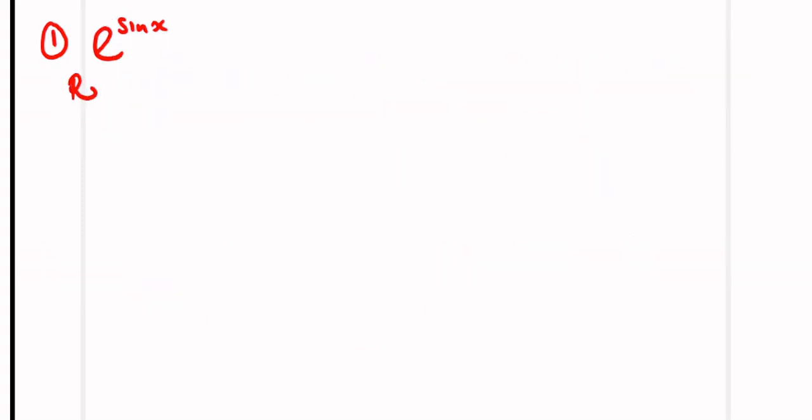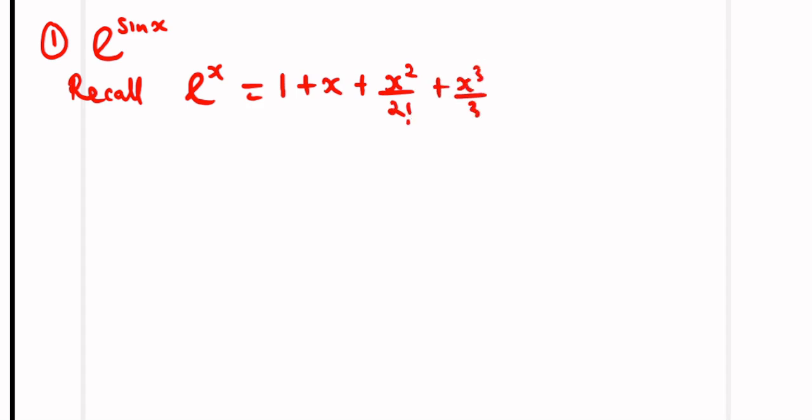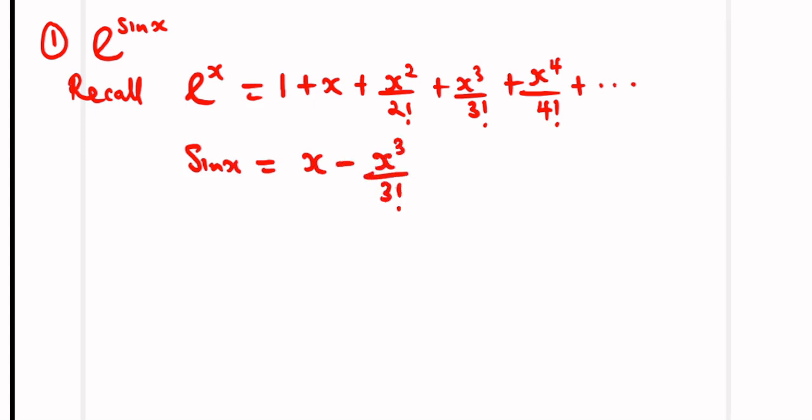So recall, from our series expansion, exponential x is equal to 1 plus x plus x squared over 2 factorial plus x cubed over 3 factorial plus x raised to the power 4 over 4 factorial plus dot dot dot, it goes to infinity. And then for sine x, like I said, we just write the first 2 terms. So for sine x, we have x minus x cubed over 3 factorial plus dot dot dot.